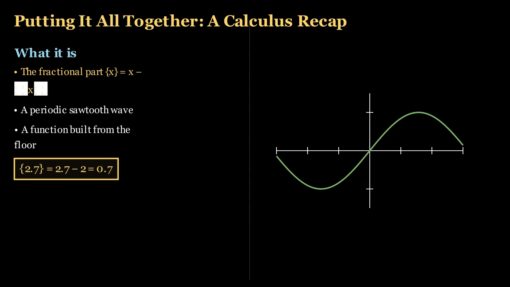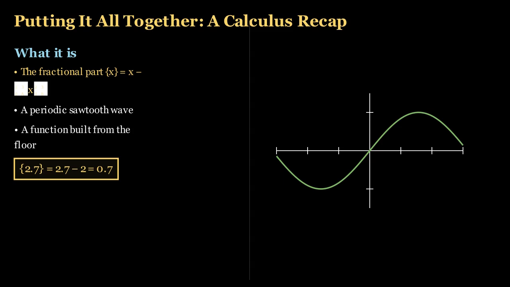This one simple idea, splitting a number into its integer and fractional pieces, gives us a function that is periodic, piecewise linear, and full of interesting calculus behavior. It's like a heartbeat that ticks every second, always returning to the same pattern.